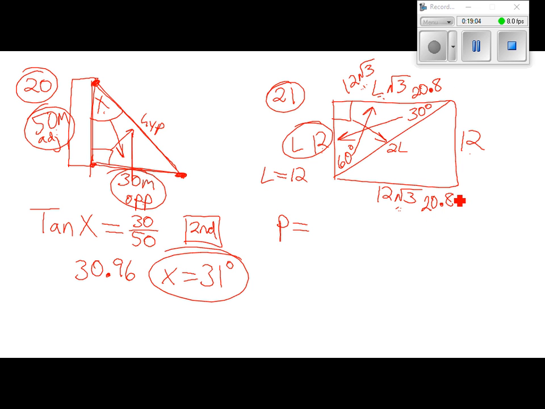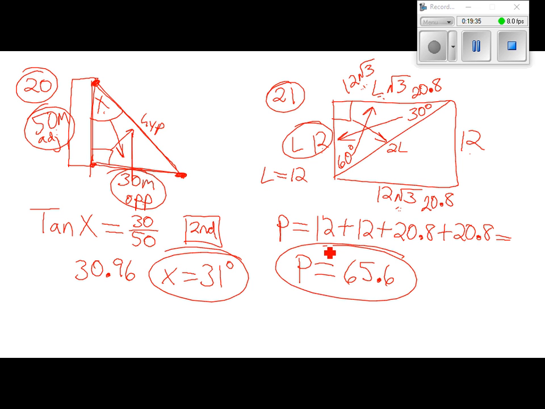And to find the perimeter, we want to add all those up. So 12 plus 12 plus 20.8 plus 20.8. We add all those up, and we're going to end up with the perimeter equal to, let's see, that's 24, 44, 64, 65.6. About 65.6, and we didn't have any units on this one. So that would be our perimeter.